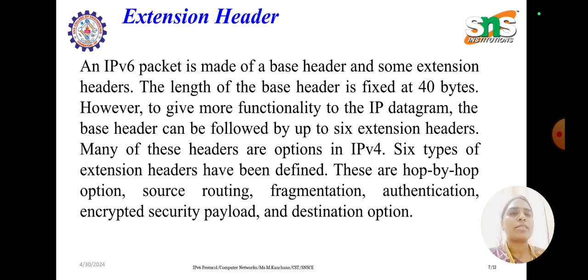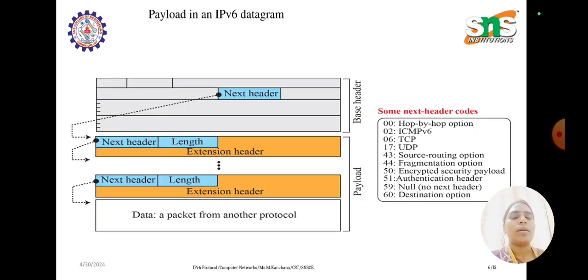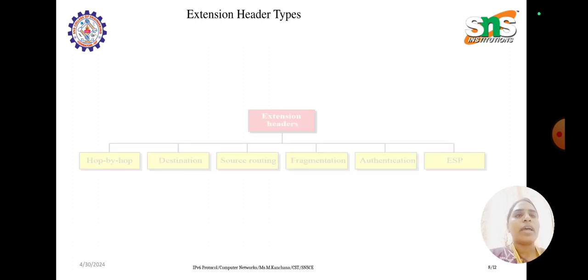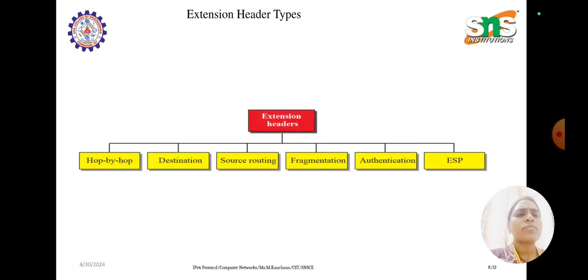So we have discussed the IPv6 datagrams, and in that we have seen about the extension header. In today's video we are going to look at extension header types and the remaining fields in IPv6. There are six types of extension headers: hop by hop, destination, source routing, fragmentation, authentication, and ESP.